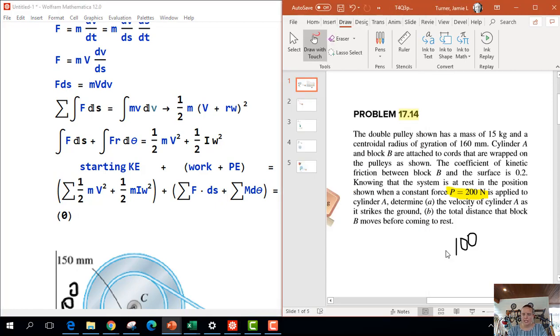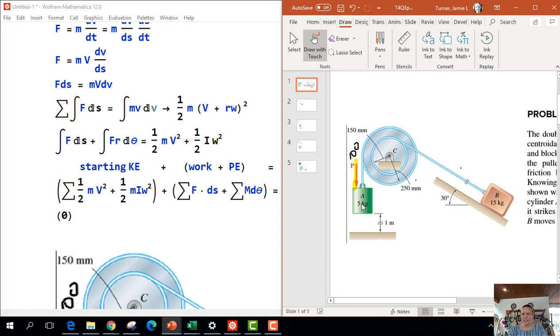And the ending point we're worried about is the velocity of the cylinder as it strikes the ground. So our ending point: A is moving down, it's got this great big force pushing down on it. B is moving up. So we want to grab the energy going on right as it strikes the ground.